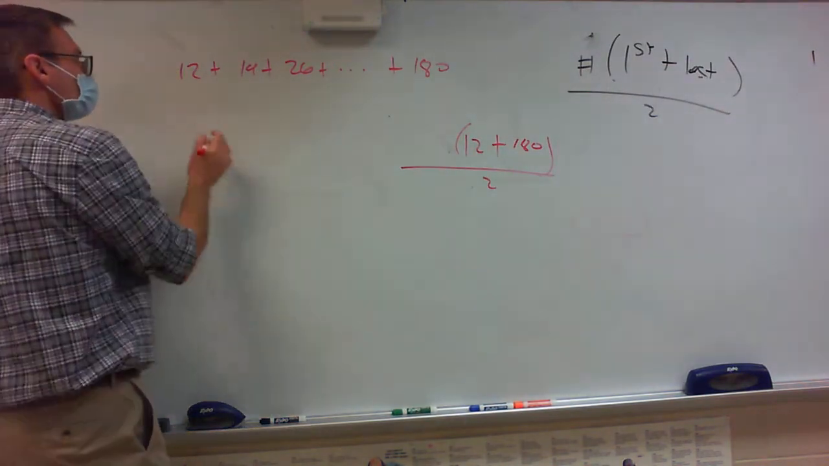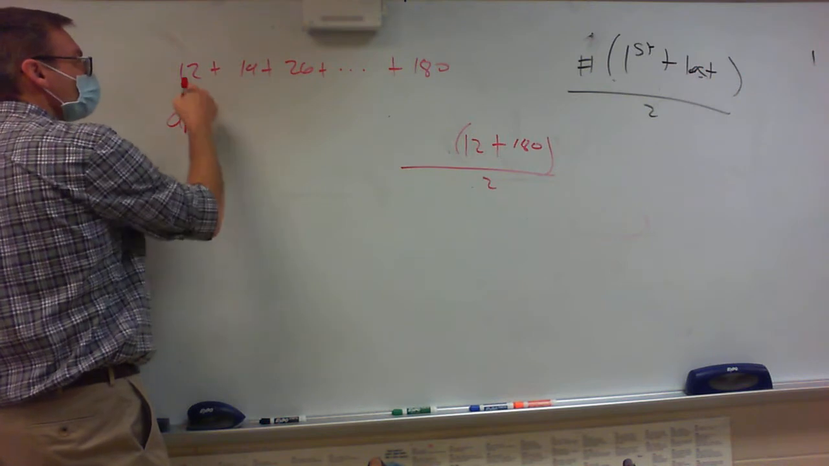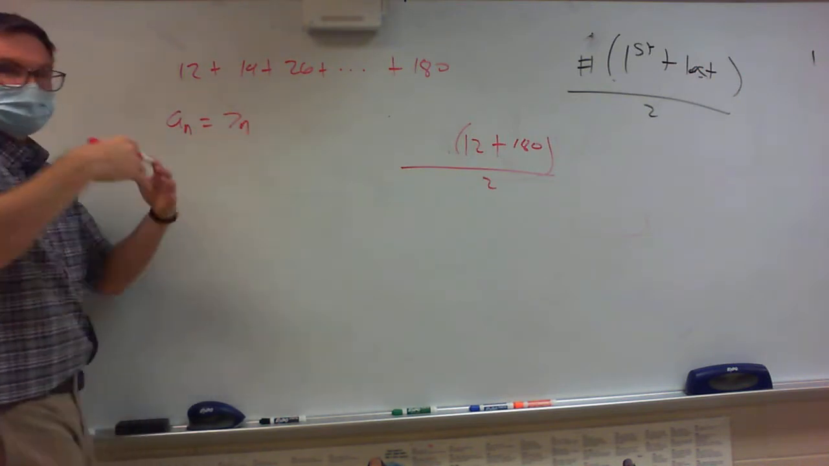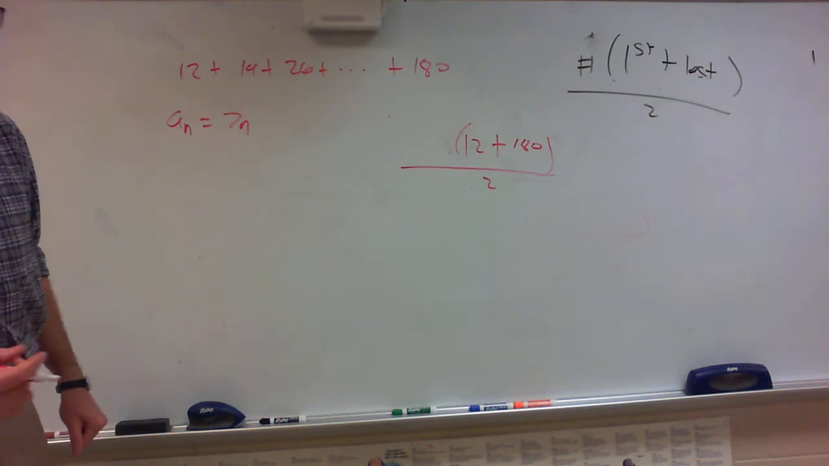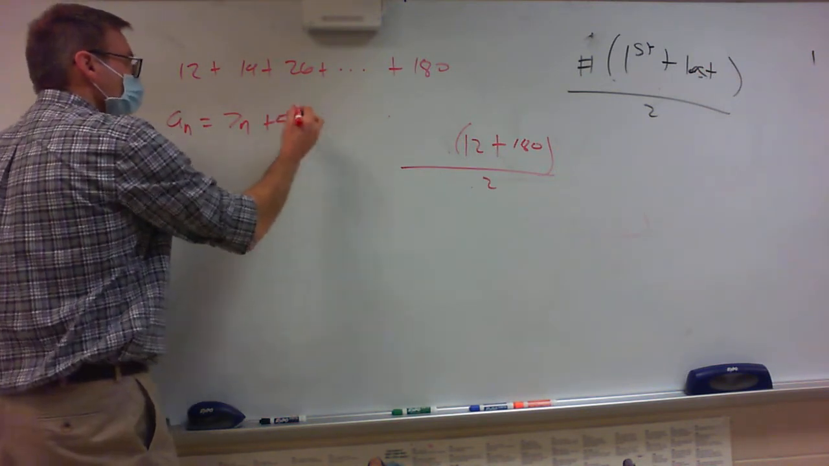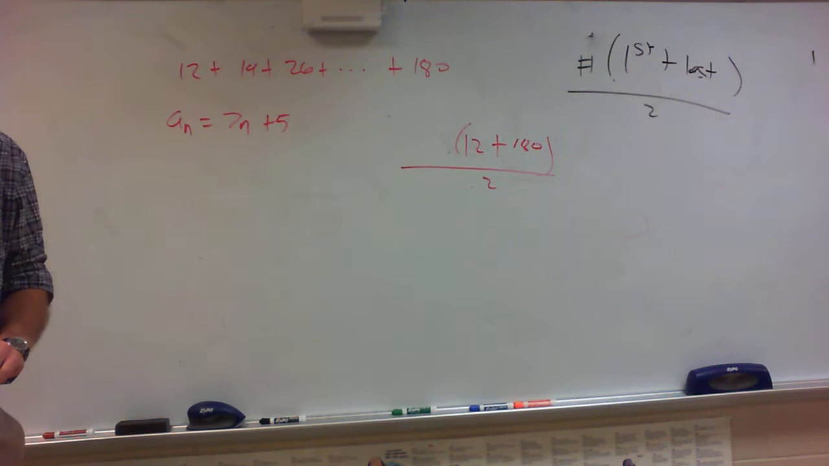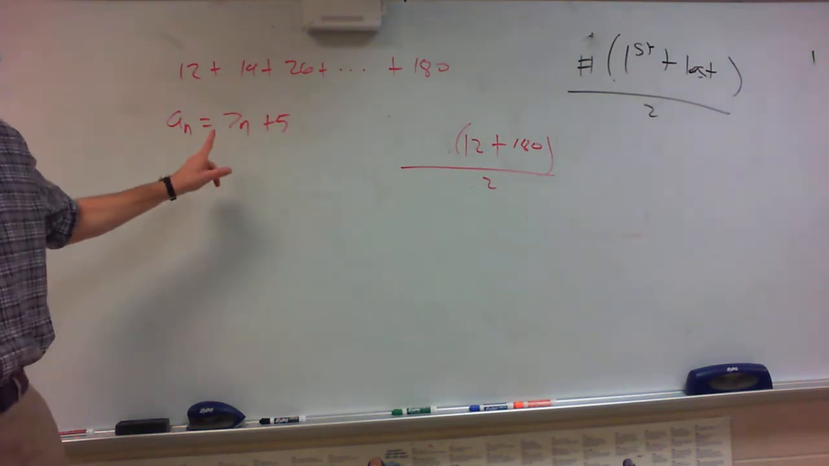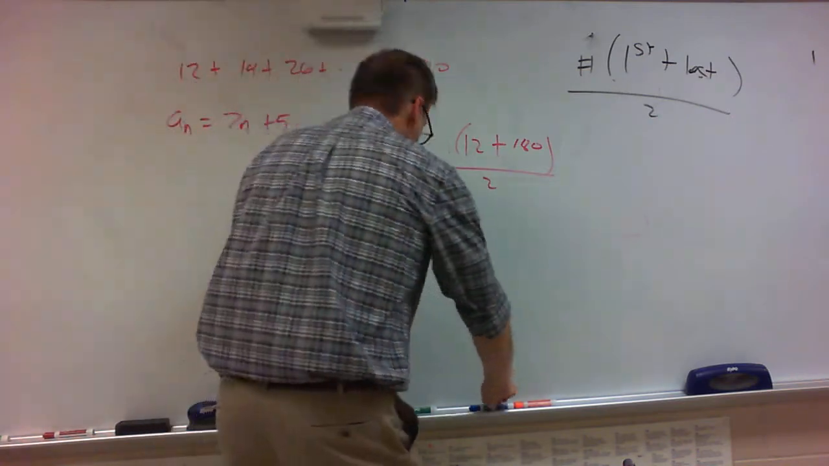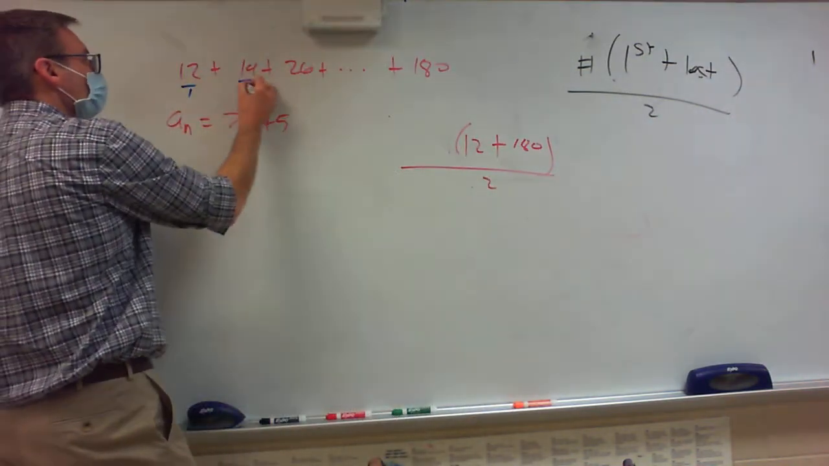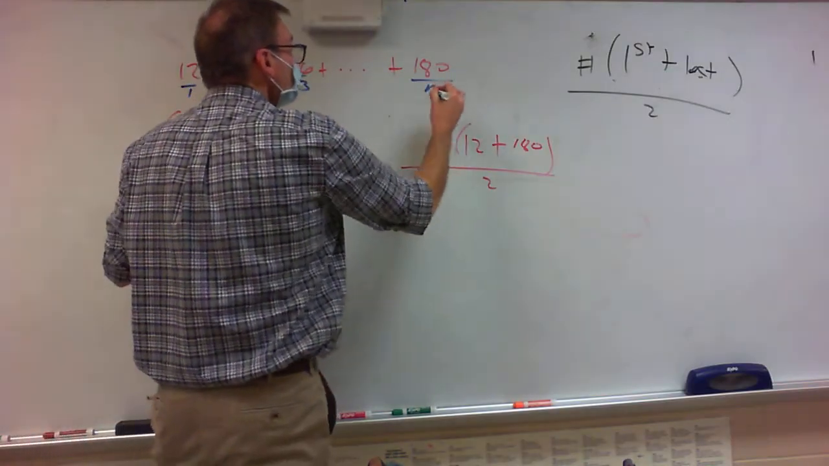So if my common difference is 7, my explicit formula is going to be a sub n is equal to 7n. What needs to go here so I get a 12? Plus 5. Now, how is that helpful? Could this help me find that position? Like this is position 1, 2, 3. This is position n.